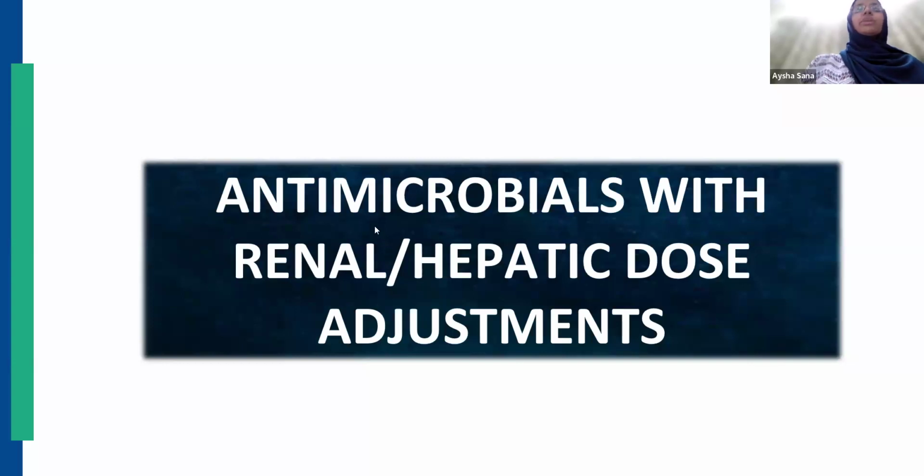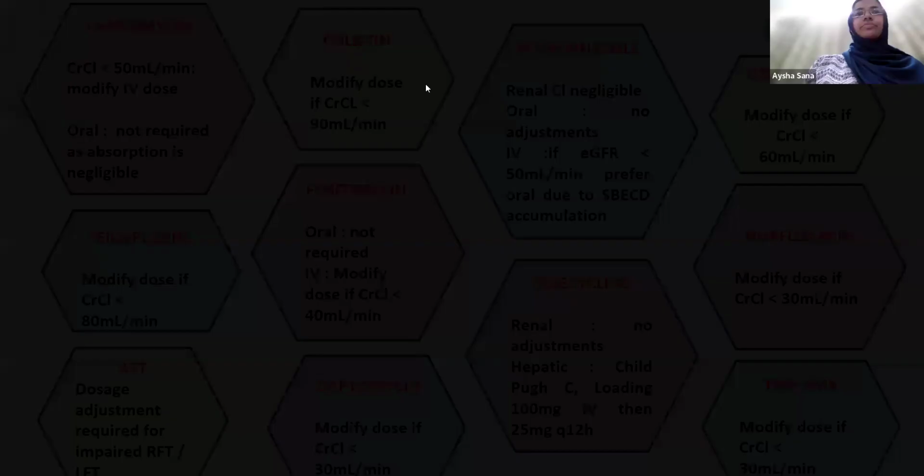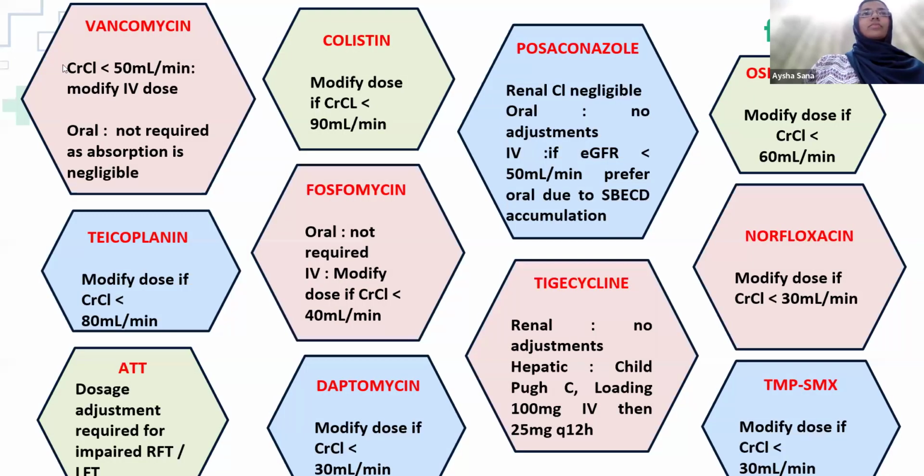Next, we'll see a few examples of antimicrobials with renal and hepatic dose adjustment. First one is vancomycin. If the creatinine clearance is less than 50, we have to modify the IV dose, and oral dose modification is not required as absorption is negligible. Colistin dose modification must be done if the clearance is less than 90. Posaconazole modification must be done for only IV medication if the clearance is less than 50, and for oral there is no dose adjustment required.